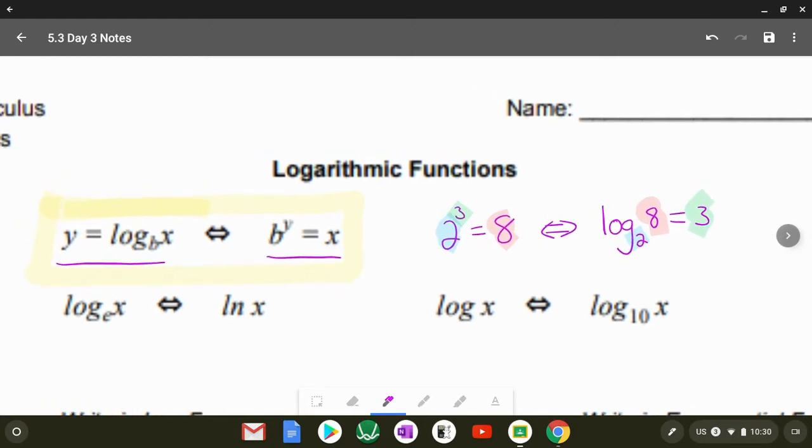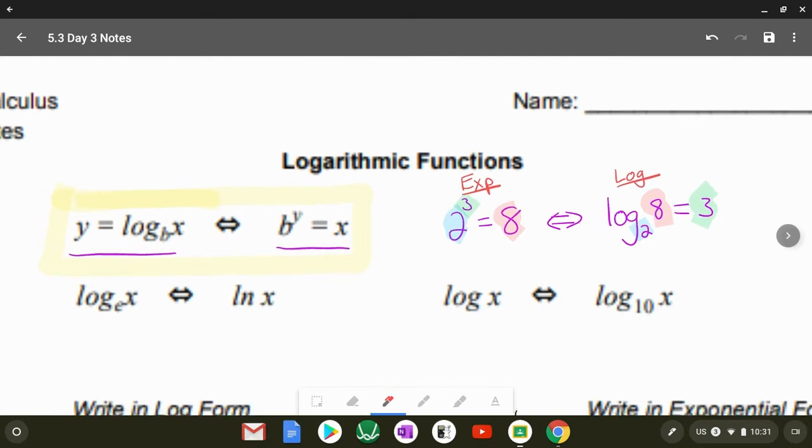Okay, so these two right here mean the exact same thing. It's just one is in exponential form and one is in logarithmic form. Just like a fraction and a decimal, 1/2 can equal 0.5. They both mean the exact same thing. They're just written in different forms. So we've got to make sure we're able to convert properly.